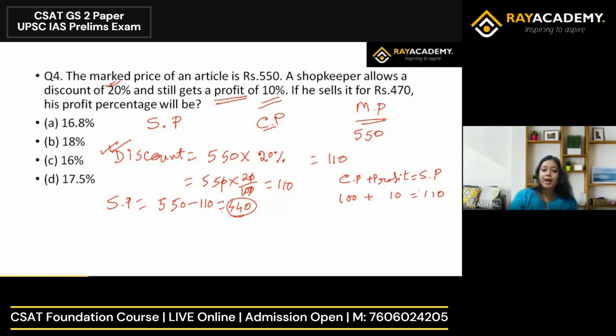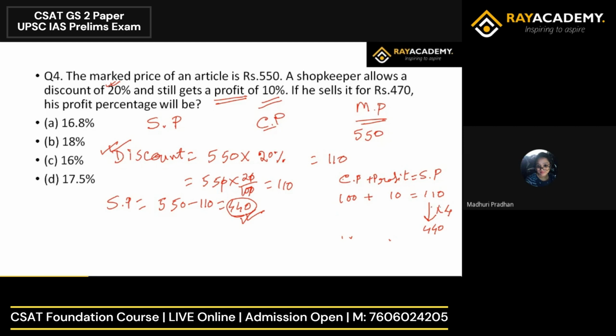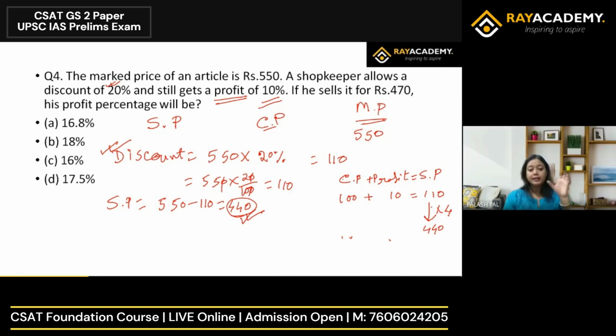But we have 440 as the selling price. That means 110 is equivalent to 440. To reach 440, 100 is multiplied how many times? Obviously 4 times. This is a very vital number, because by 4 you have to reach the original number. When we multiply 100 by 4, you will get 400. That means CP is 400.